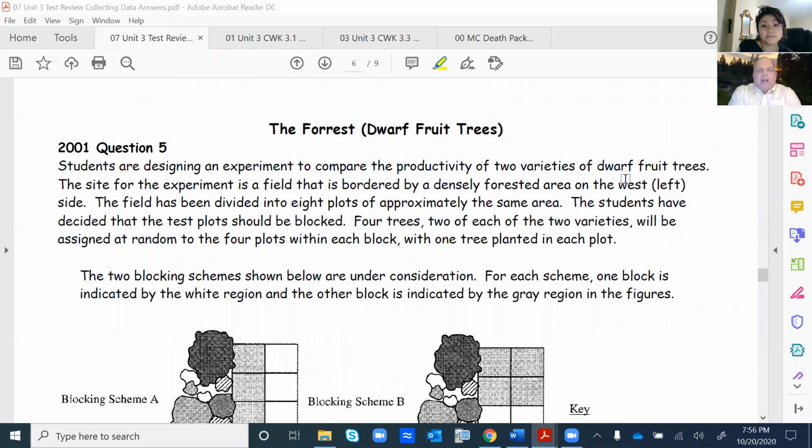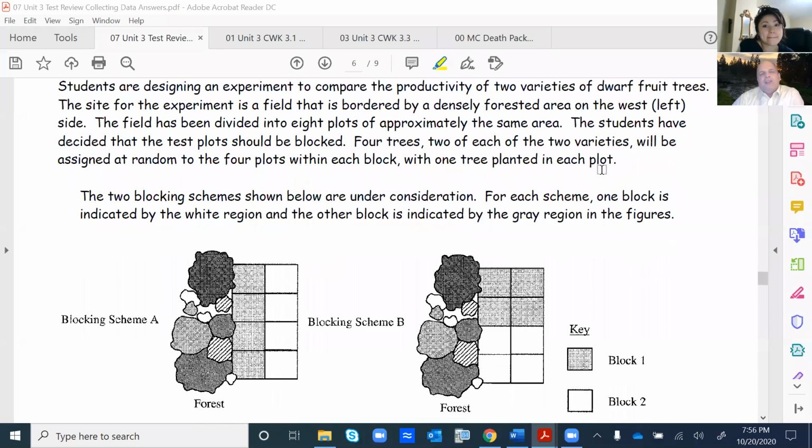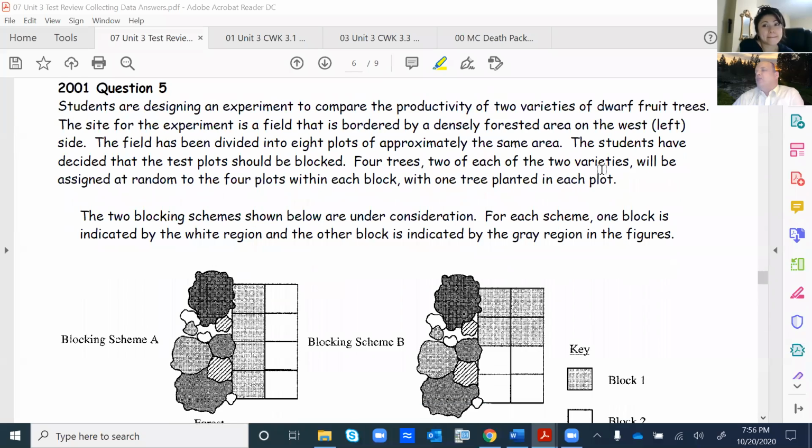All right, I refer to this as the forest problem. It's really more dwarf fruit trees. I had to pause and think about how honest I was going to be about this one. This is a really challenging problem for some people, as in I missed it the first time I did it. As soon as it was explained to me, it was like, oh, it makes sense. It's not that it's hard, it's just that it's not obvious the first time you're going through blocking. After we do this problem, it's going to make a whole lot of sense.